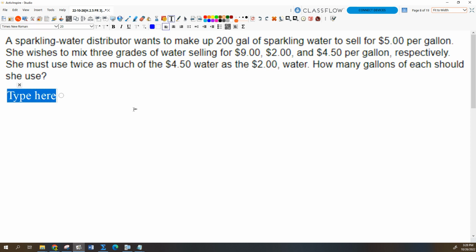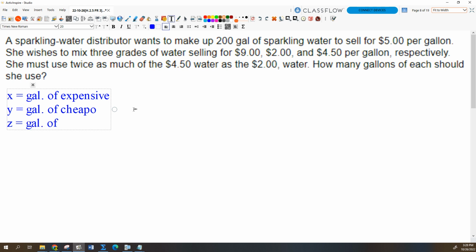So X is going to equal gallons of expensive H2O. Y equals gallons of cheapo water. Z equals gallons of mid-grade water. There we go. Okay, we good?